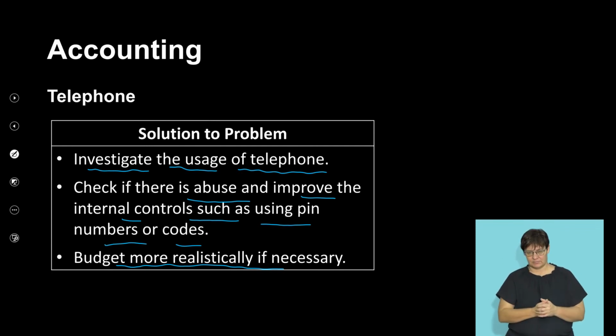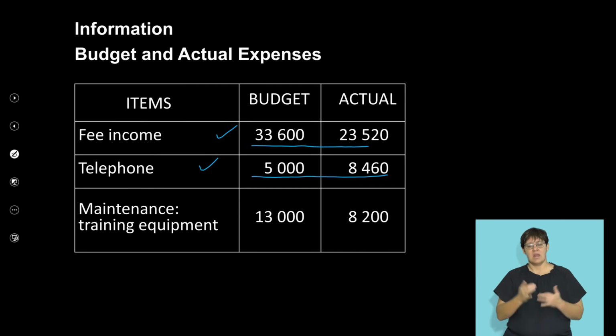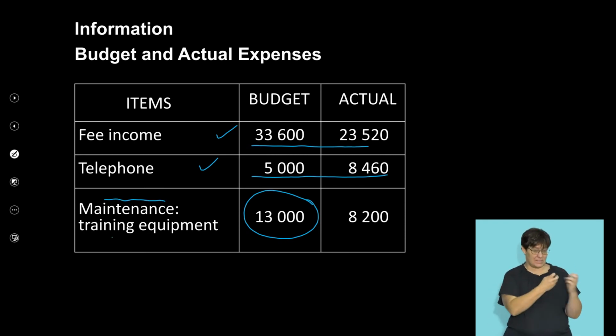Okay, so there we're done with the telephone. Let's look at the next one. So we sorted out the fee income, we sorted out the telephone. We now move on to maintenance of training equipment. Right, now watch here, interesting one. We budgeted 13,000 Rand for the maintenance of training equipment, right?